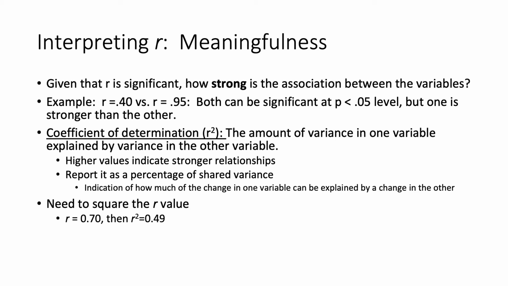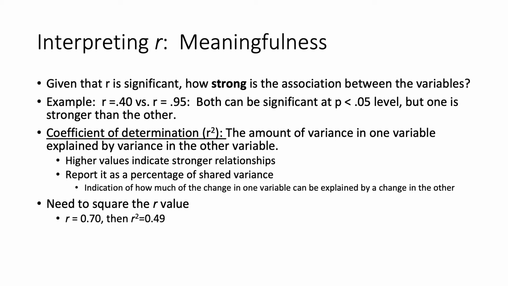The coefficient of determination measures the amount of shared or common variance by the two variables. You can report it as a percentage of shared variance by multiplying R squared by 100. The notion of shared or common variance is an indication of how much of the change in one variable can be explained by a change in the other. In general, the larger the R squared value is, the more variance the variables have in common and indicates a stronger relationship.